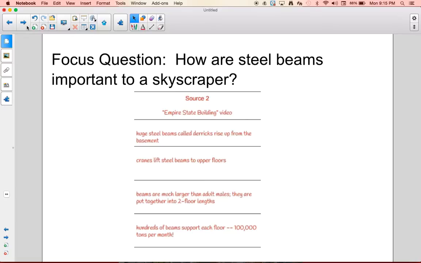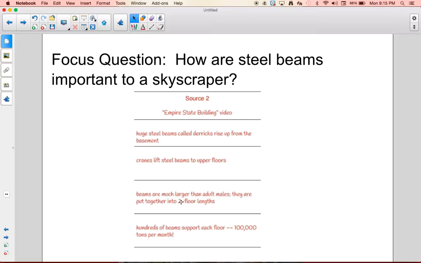So huge steel beams called derricks rise from the basement, and that's what we were just watching them put into place. So that was one thing that I marked down. Obviously those steel beams are going to help to support the skyscraper, so that's why they're important. The cranes lift steel beams to the upper floors. You saw how big those cranes were and that they needed to lift the steel beams up. And so again, that shows the steel beams were going to support the upper floors.